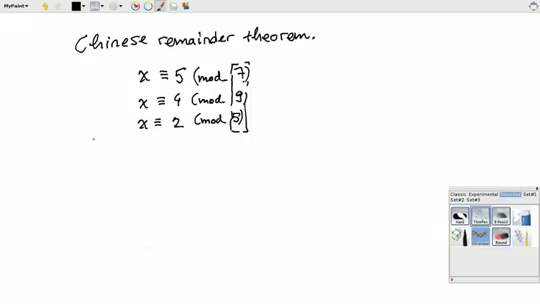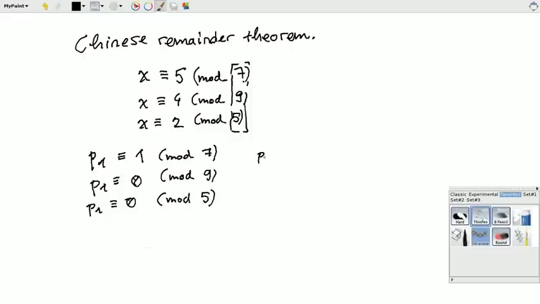Okay, the basic principle behind the Chinese remainder theorem is that you can find some number, which I will denote by P1, that is congruent with 1 modulo the first number and with 0 modulo both of the other numbers. Sorry, it's still P1.